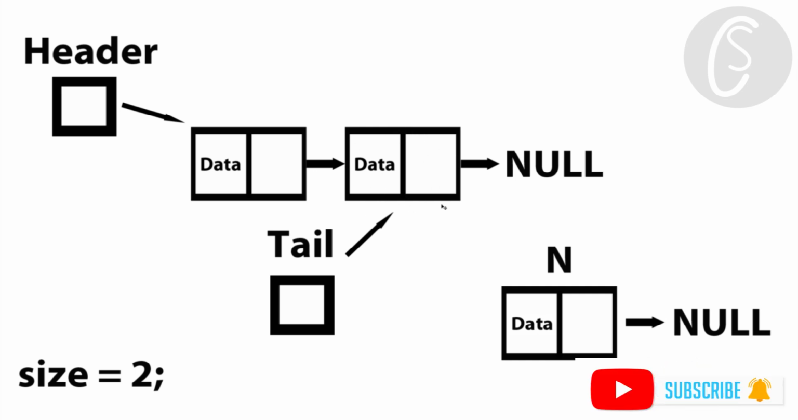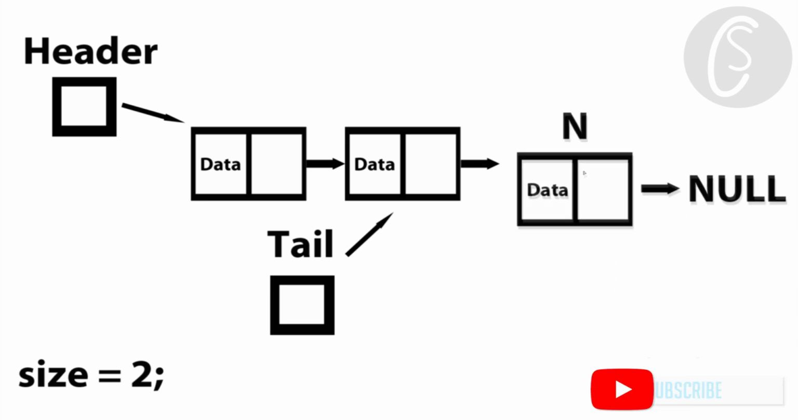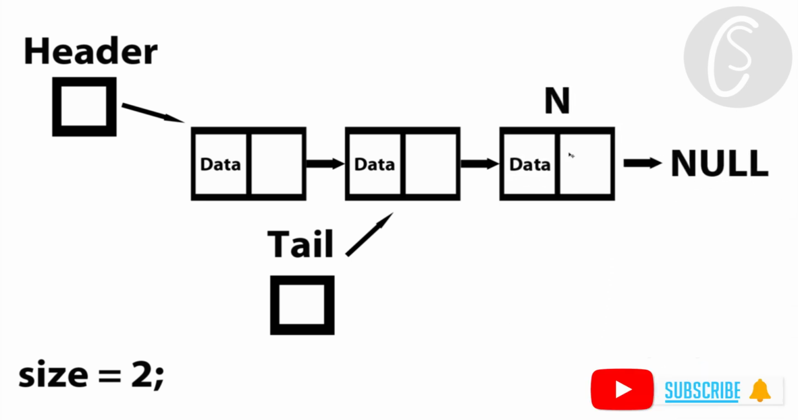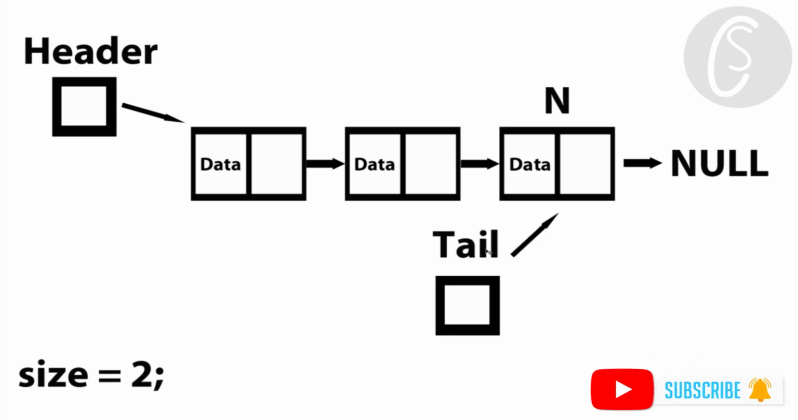So what I could do from here is, since tail is already pointing to the last node within our list, I have access to this node. So now I could change what this node is pointing to. So instead of saying this node points to null, I could get rid of this and make it point to n. So now from here, all I have to do is update what the tail points to. Because this node is no longer our last node, n is our last node. And finally, all I need to do is increment the size.